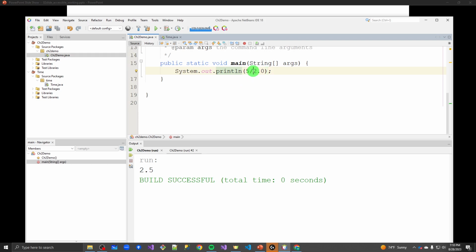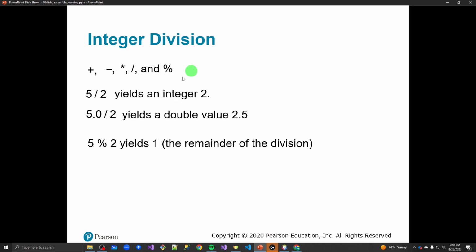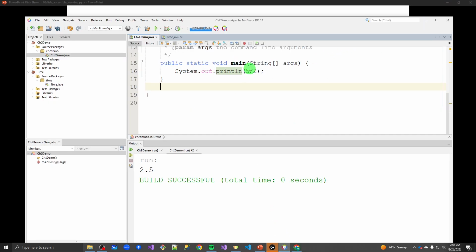So always remember that when you divide two integers, you can only get an integer as a result. And that can create some massive bugs if you don't remember it. You're doing some calculations of some kind and you end up doing two integers and you can't understand why your results are getting rounded or getting the wrong answer. Okay. 5 modulo 2 yields 1, which is the remainder. 2 goes into 5 2 times with a remainder of 1. Let's try that one. 5 modulo, which is the percent sign, 2. I'm going to run it, and I get 1. That's the remainder after you divide 5 by 2.